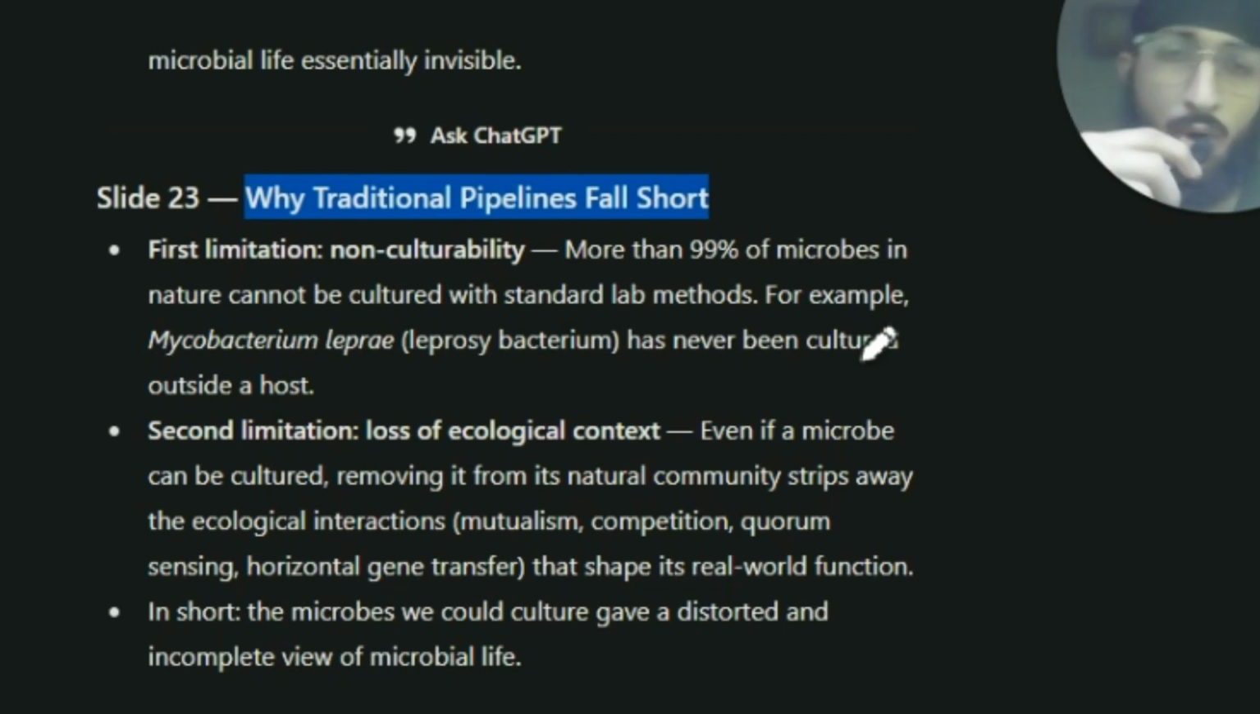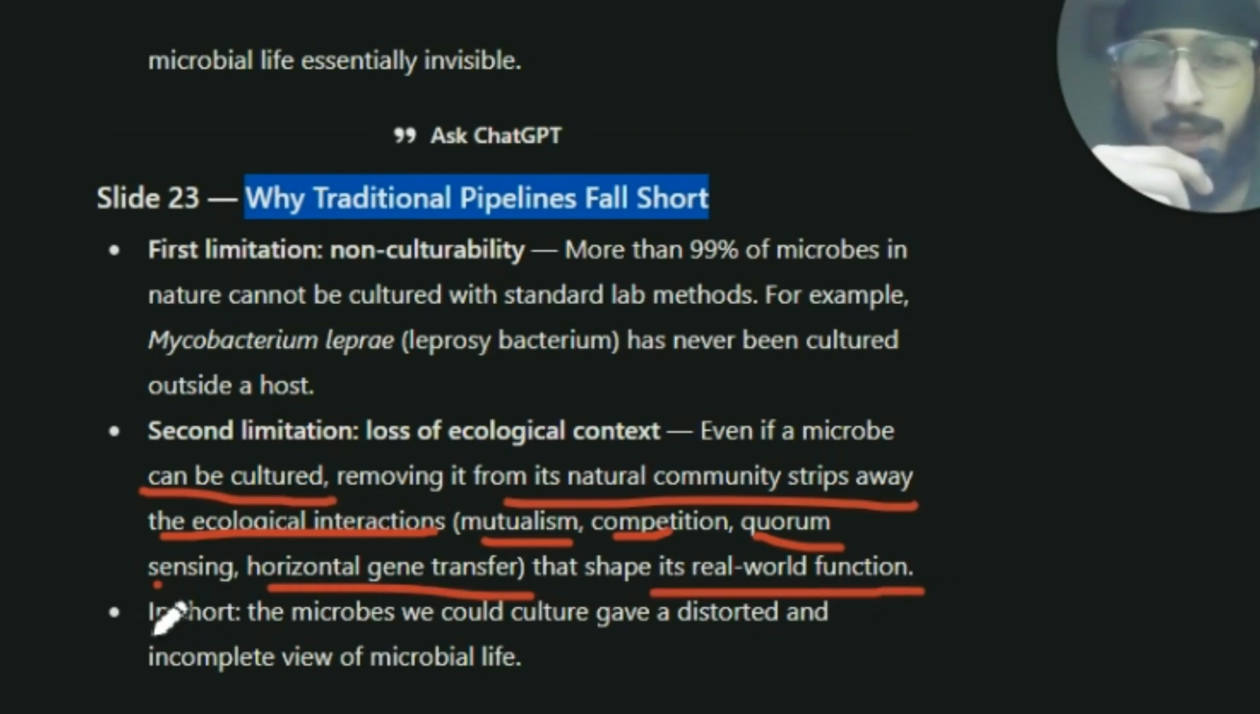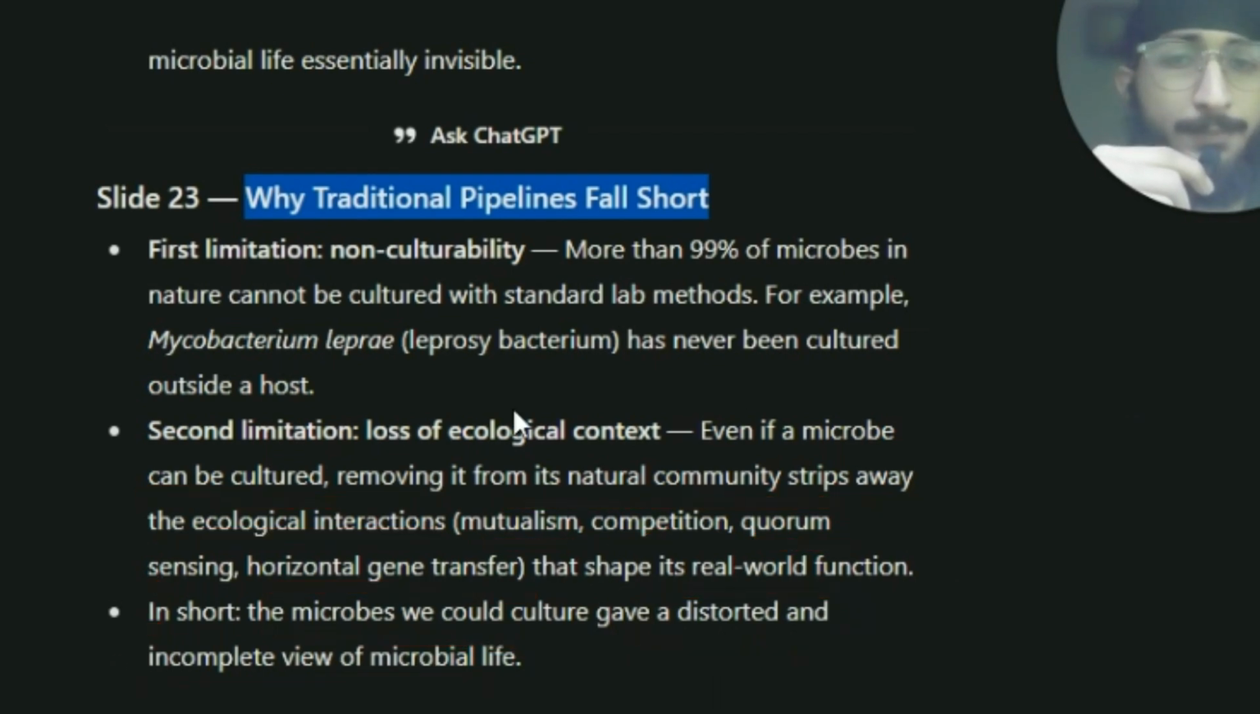Second limitation is the loss of ecological context. Even if a microbe can be cultured, removing it from its natural community strips away the ecological interactions, mutualism, competition, quorum sensing, horizontal gene transfer that shapes its real world function. In short, microbes we could culture give a distorted and incomplete view of microbial life.